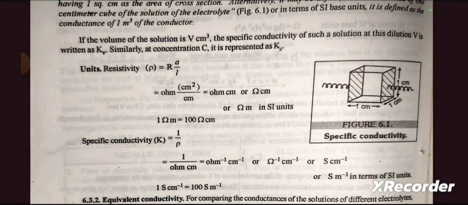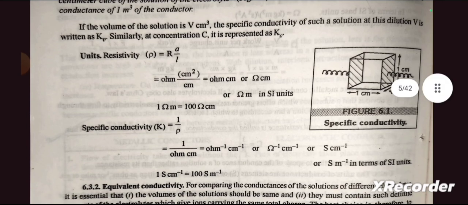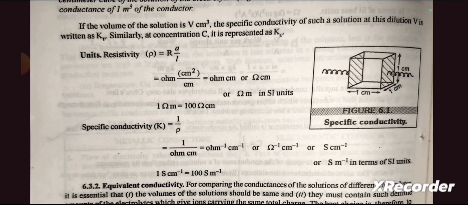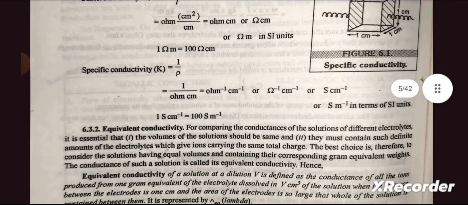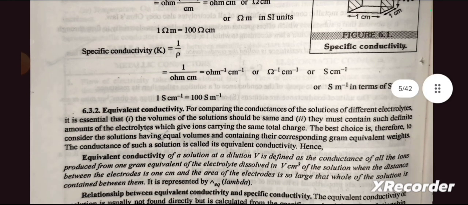If the volume of the solution is V centimeter cube, the specific conductivity of such a solution at this dilution V is written as κv. Similarly, at concentration C, it is represented as κc. Unit of resistivity: ρ is equal to R into A by L, is equal to ohm centimeter square divided by centimeter, is equal to ohm centimeter, or ohm meter in SI unit. 1 ohm meter is equal to 100 ohm centimeter.